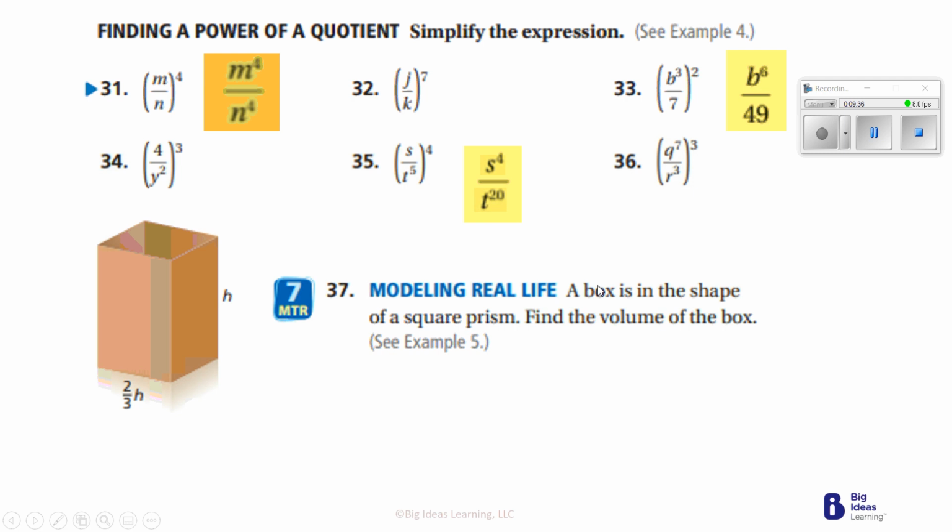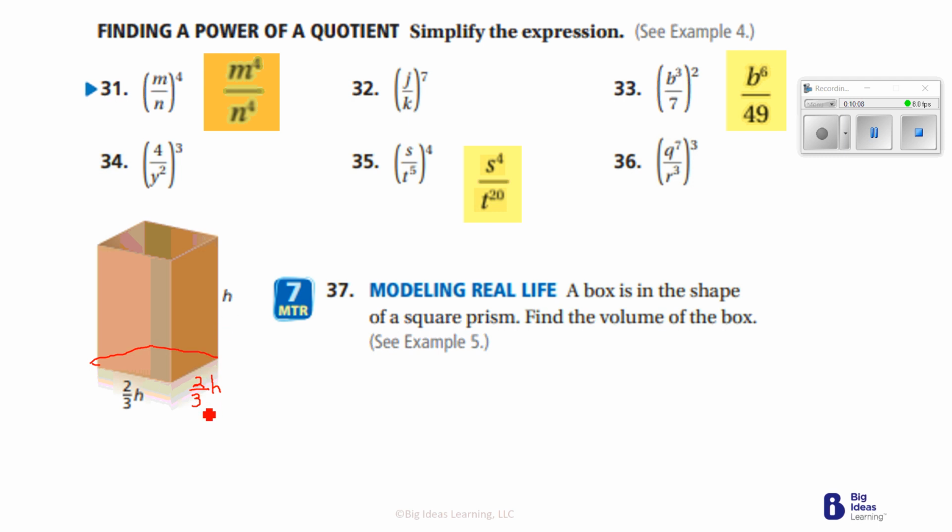37 is mine. A box is in the shape of a square prism. Find the volume. When finding this, I realized since this is a square prism on the bottom, they're basically saying that this bottom shape, all the sides are going to be the same, right? So if this is 2 over 3h, this will be 2 over 3h.